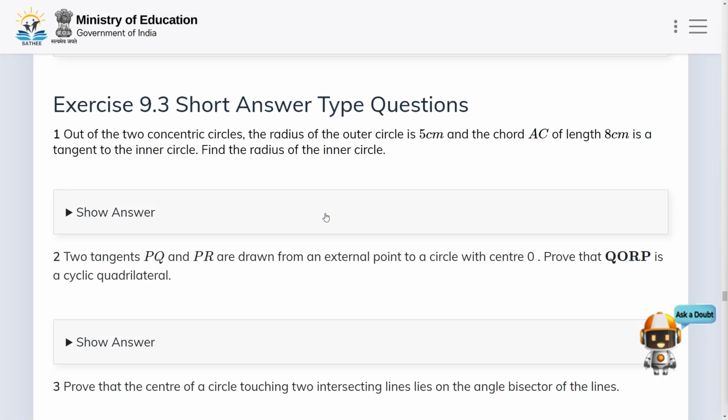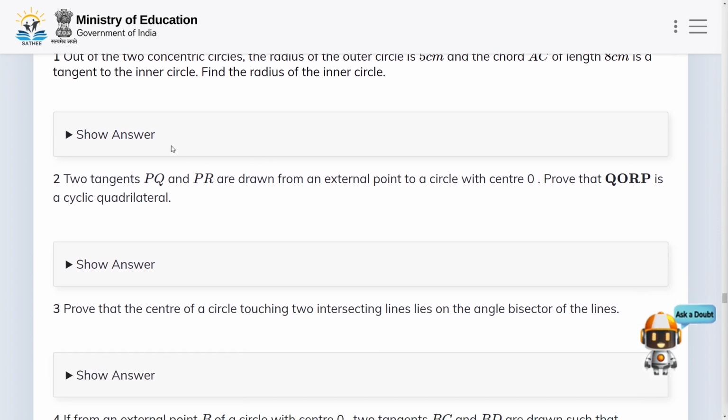So in this lecture we'll continue NCERT exemplar problems, Chapter One, Circles. Okay, so let's start. We have question number one. Out of the two concentric circles, the radius of the outer circle is 5 centimeter and the chord AC of length 8 centimeter is a tangent to the inner circle. Find the radius of the inner circle. These are all short answer type questions. So let us solve this problem.